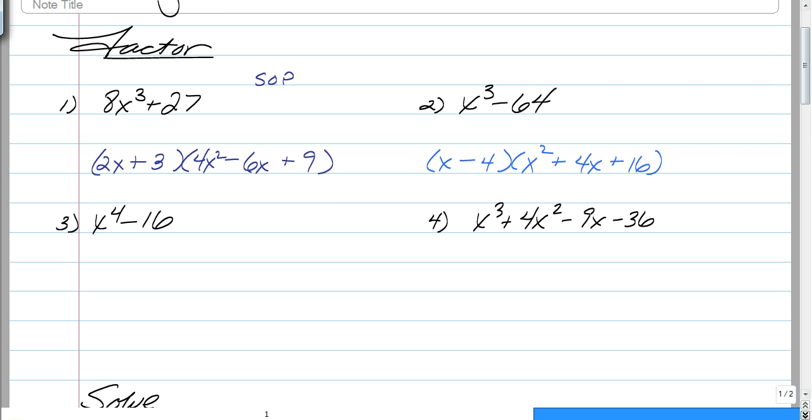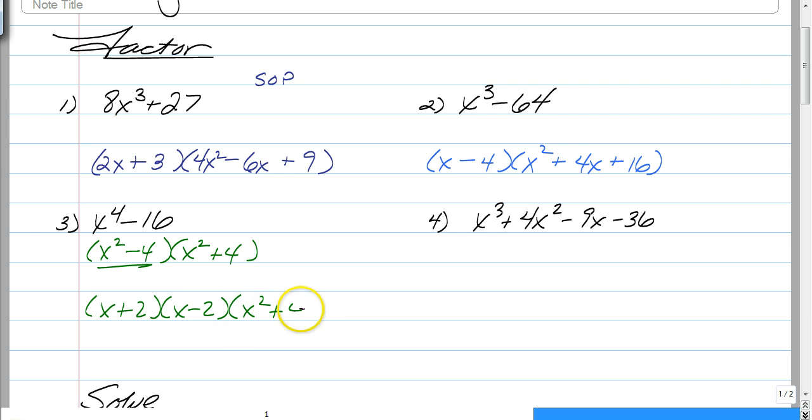Number 3 is the difference of two squares. Because x to the fourth is a perfect square, it's not a cube. So what you're going to do is use the difference of two squares pattern. This is x squared minus 4 and x squared plus 4. But you have to recognize that that x squared minus 4 is also the difference of two squares. So this is x plus 2, x minus 2, and then x squared plus 4 stays how it is because there's no such thing as the sum of two squares.